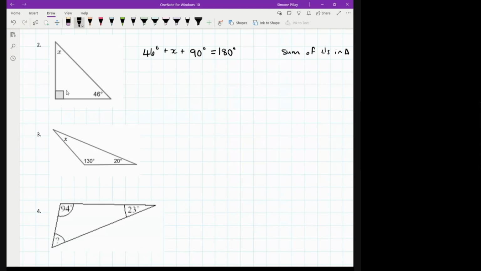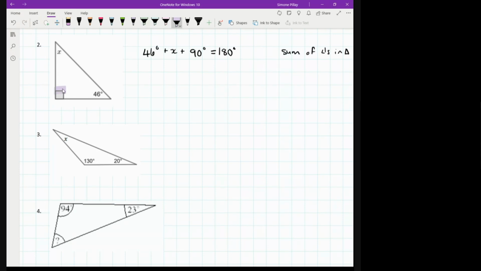Cool. How did you know this one was 90? Where did you get 90 from? Because, ma'am, I knew it was because it's a right angled triangle and the 2 parallel lines make 90 degrees. There are no parallel lines. Remember, parallel lines are lines that never touch. So no parallel lines in here, but it was a little bit of a trick question.